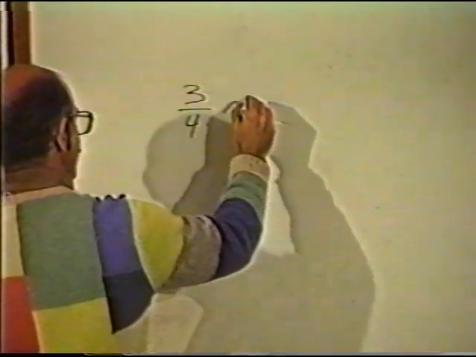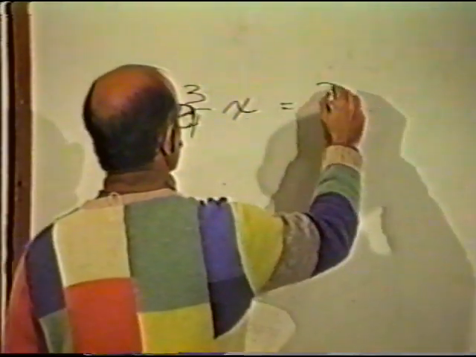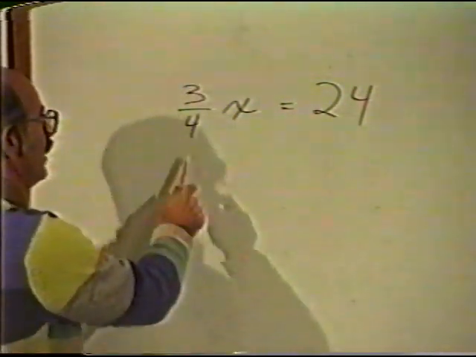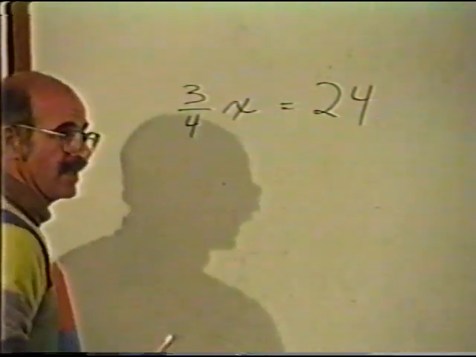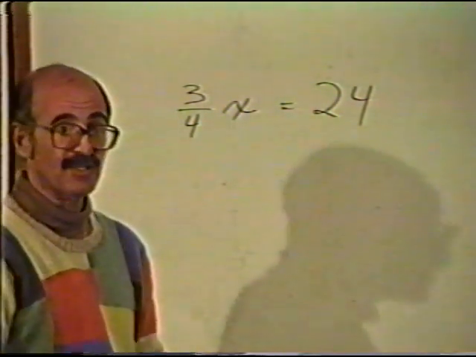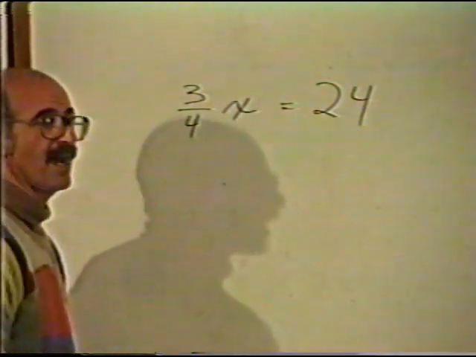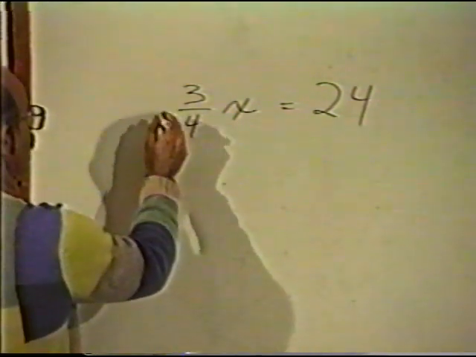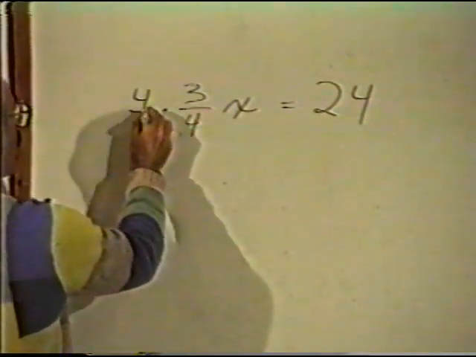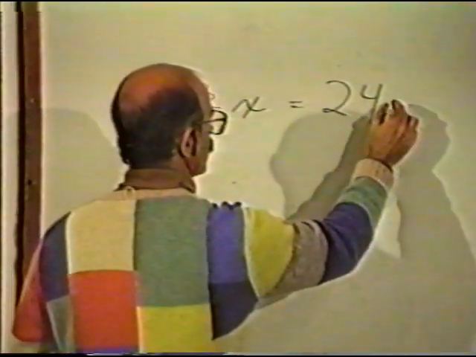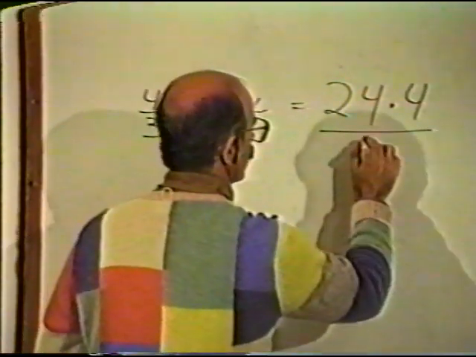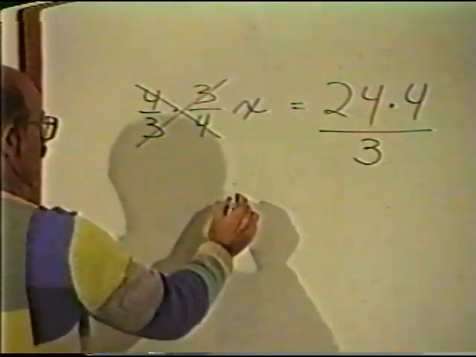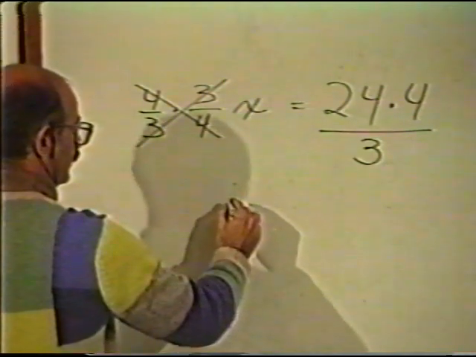Three-fourths times x equals 24. This time we have a fraction in front of the x, and the way to get rid of that fraction is to multiply both sides by the flip-flop. The flip-flop of 3/4 is 4/3. Here's the 4, and there's the 3. These cancel away. On this side, we have just plain x.